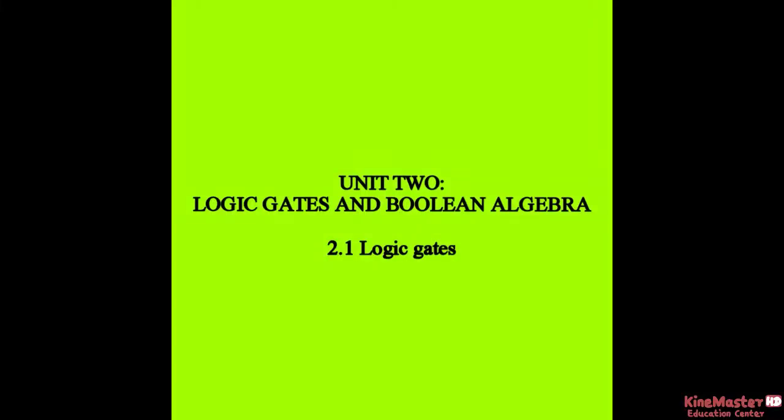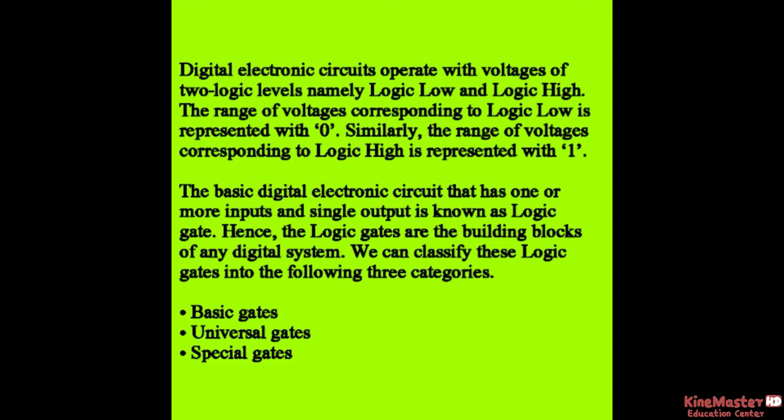Unit 2 Logic Gates and Boolean Algebra, 2.1 Logic Gates. When we think about the logic gates, we discussed them in the lower grades. A digital electronic circuit operates with voltages of two logic levels, namely logic low and logic high. The range of voltage corresponding to logic low is represented with 0. Similarly, the range of voltage corresponding to logic high is represented with 1.